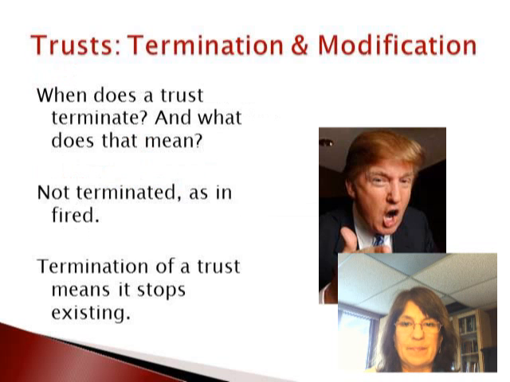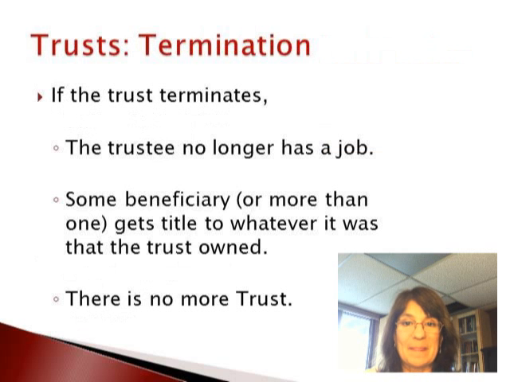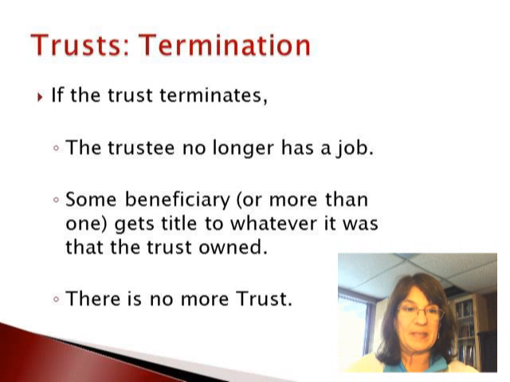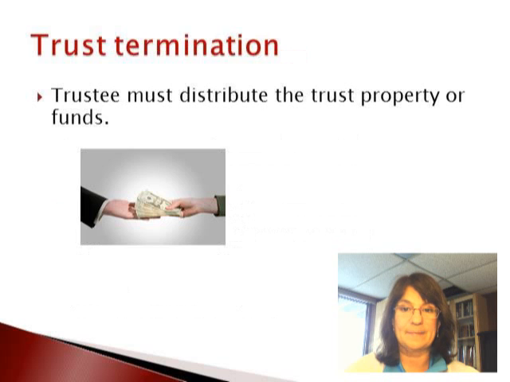Just a suggestion. Okay, when does a trust end? When does it terminate? What does that mean? Not fired, obviously. Termination of a trust means that it stops existing. That means the trustee no longer has a job, and some beneficiary gets title to whatever it was that the trust owned, because there is no more trust. It means the trustee must distribute all of the trust property or funds.